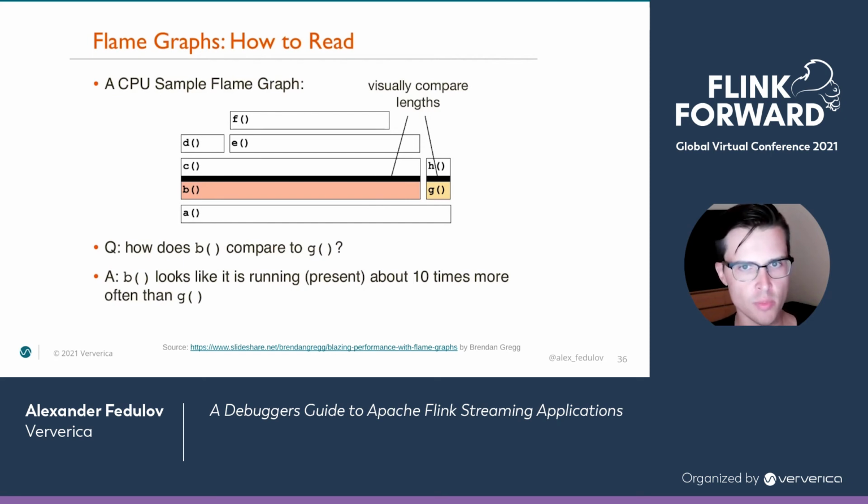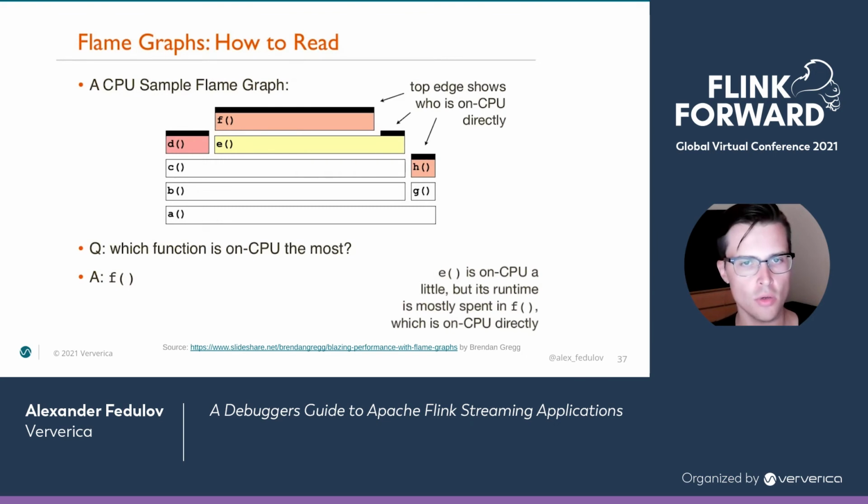This visualization makes it possible to answer some questions easily just by looking at the graphs. So you can, for instance, visually compare the length of the bars and understand that 90% of the resources go into executing method B and its descendants, and only 10% of the CPU is busy with things related to the call to G. It also shows you exactly which methods are actually directly executed by the CPU. So if you look at the bars at the very top of this flame graph, these are the actual methods that are using your CPU cycles.